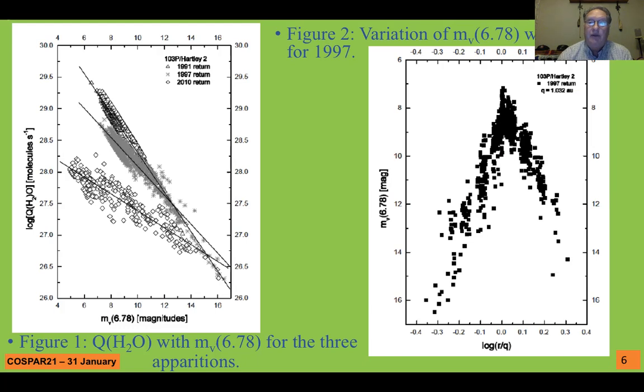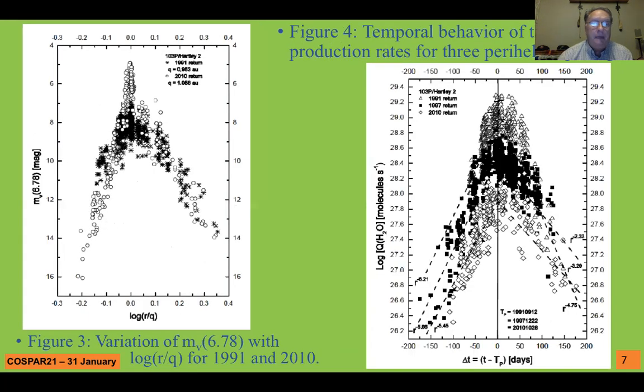On the right-hand side, we give the variation of the visual magnitudes with heliocentric distance, both pre-perihelion to the left side of the graph and post-perihelion on the right side of the graph. This is for the 1997 apparition only.